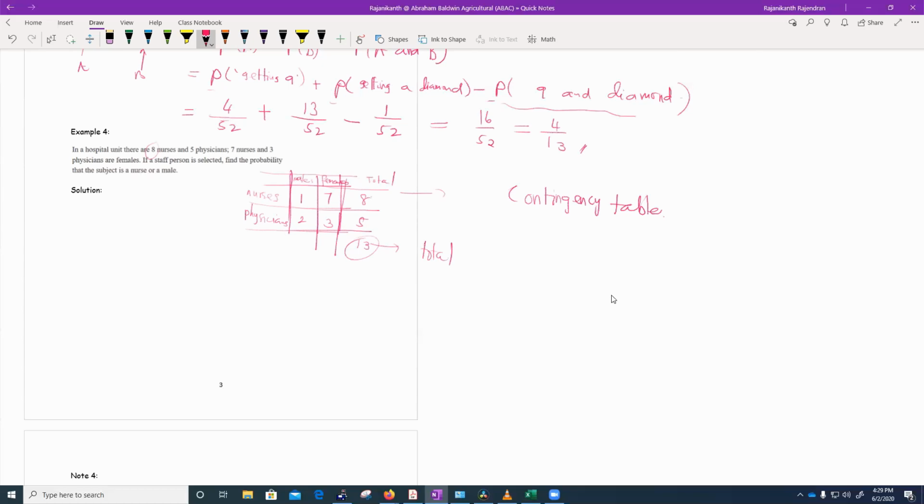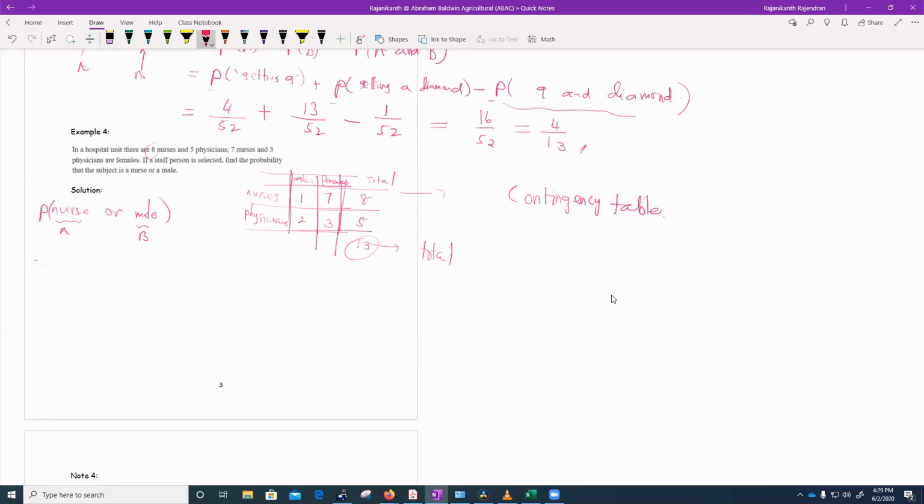If a staff person is selected, maybe nurse, maybe physician, we don't know, find the probability that the selected person is either a nurse or male. So now you could think of this as event A and this as event B. So basically you are asked to find the probability of A or B. Remember, now I have two formulas. We have to find out which one is going to be used here.